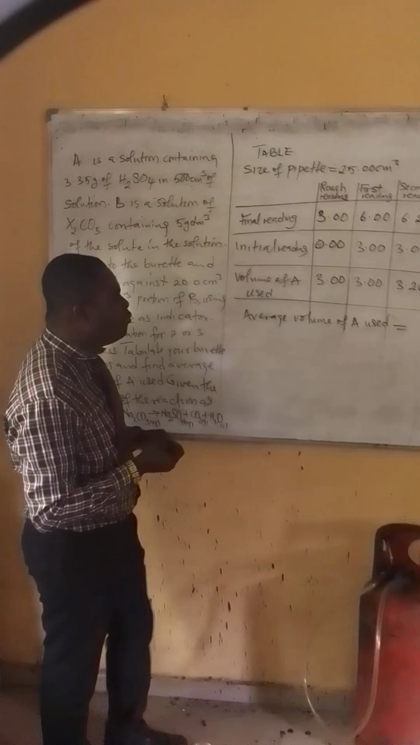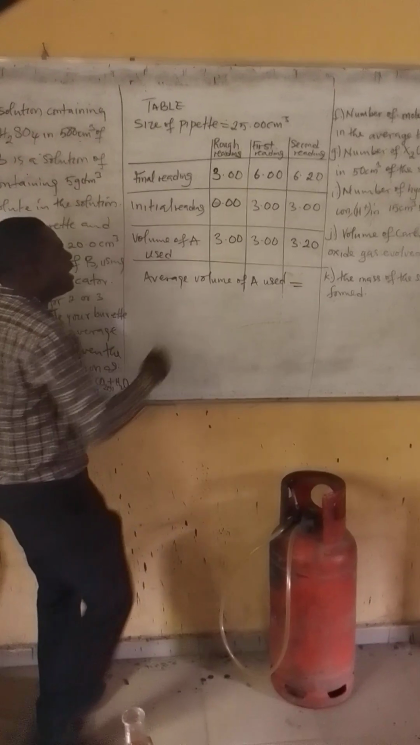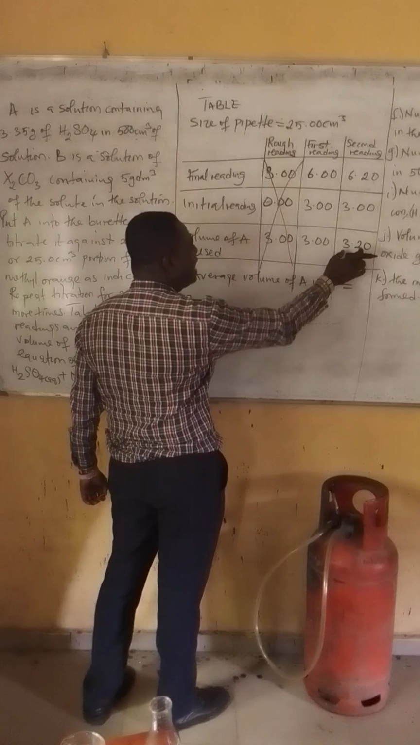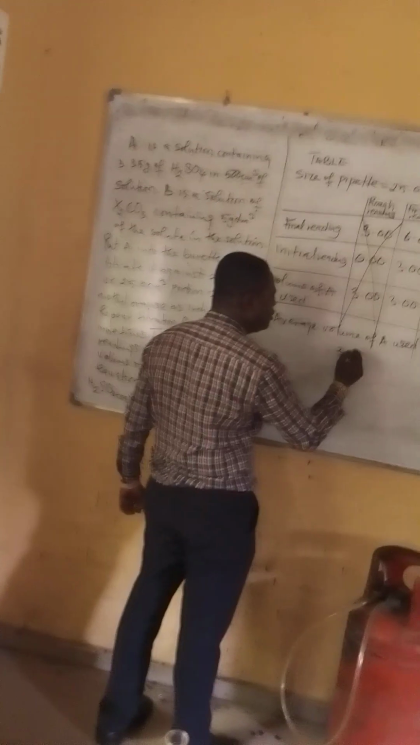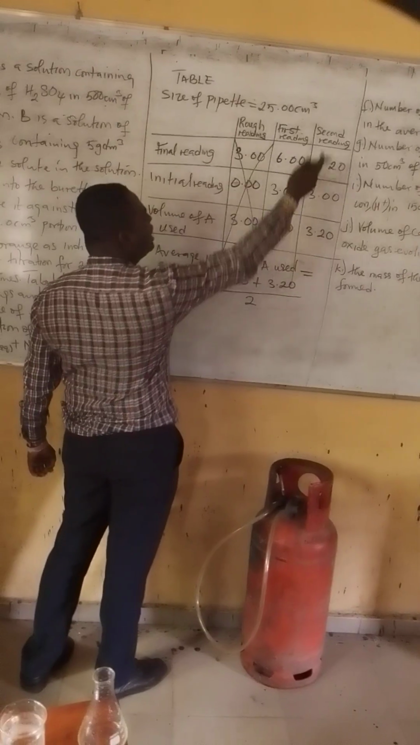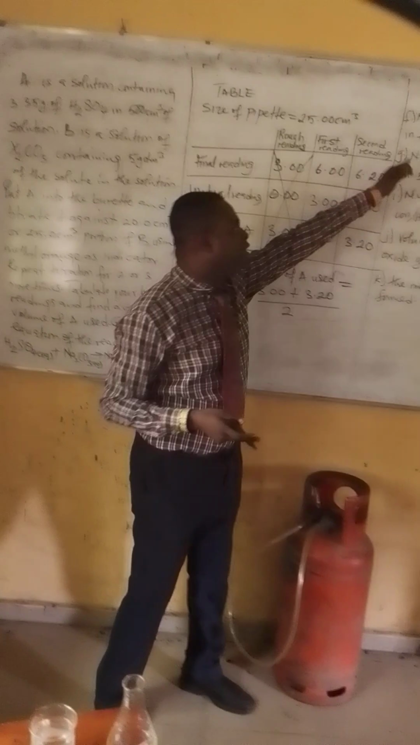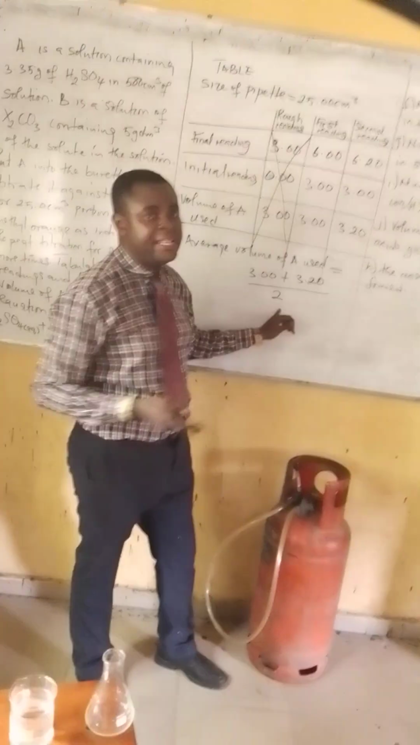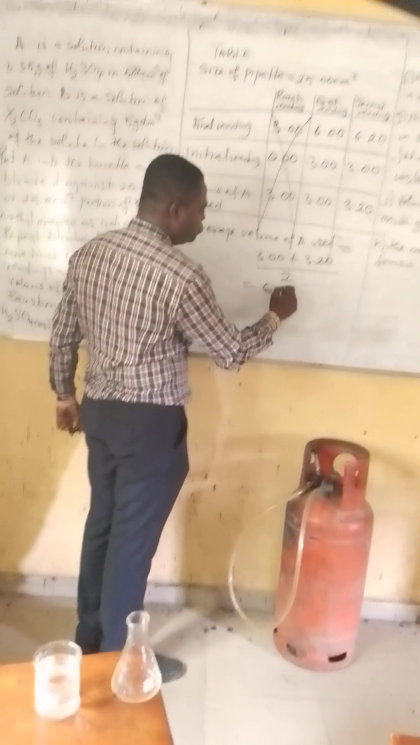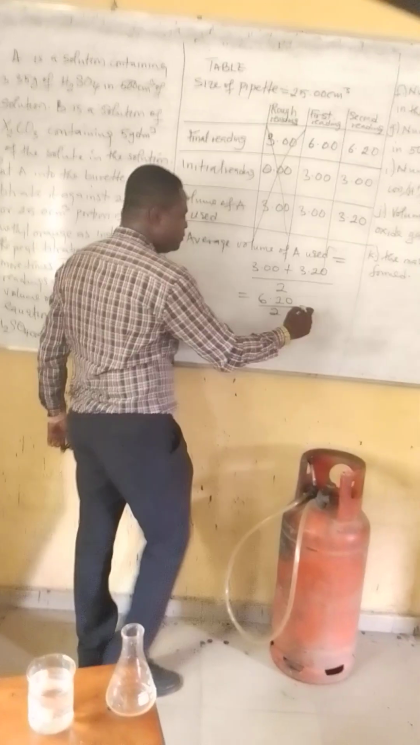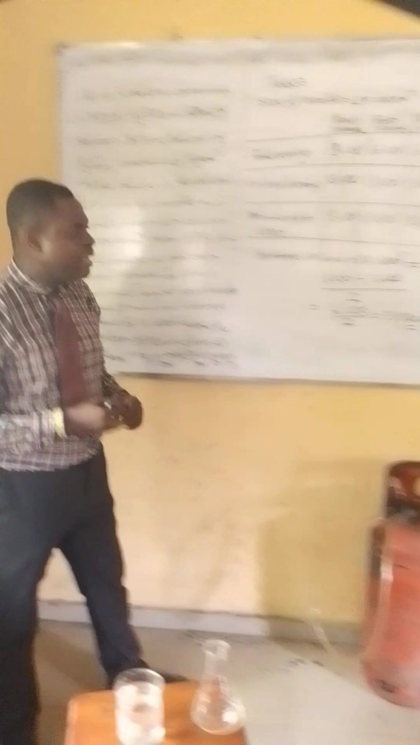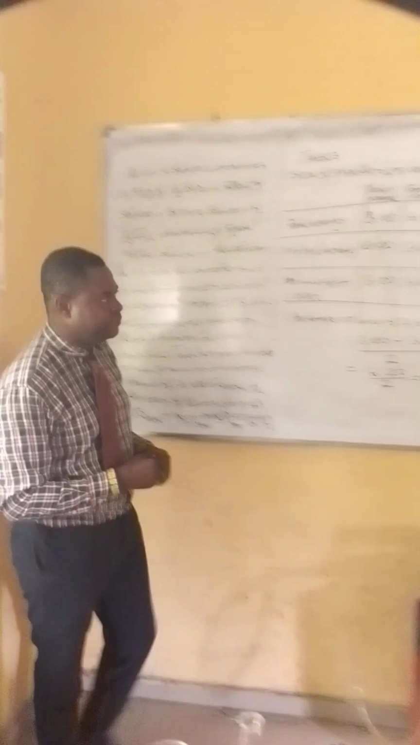Then the next thing is to find the average volume of A used. To do that, I don't need my rough reading, I'll cancel it. So I only need my first reading and my second reading. So I have 3.00 plus 3.20 divided by 2. I'm using 2 because I don't have the third reading. If I had the third reading, I would add them together and divide by 3. So what do I have here? I have 6.20 over 2. And that gives me what? 3.10 cm cubed. So 2 decimal places, and ensure that you put the right SI unit.